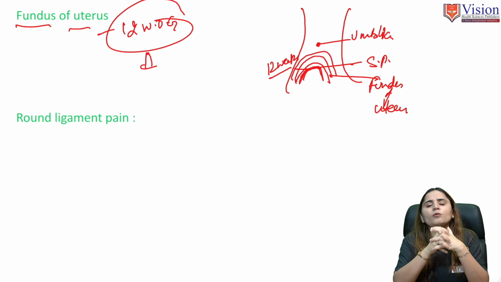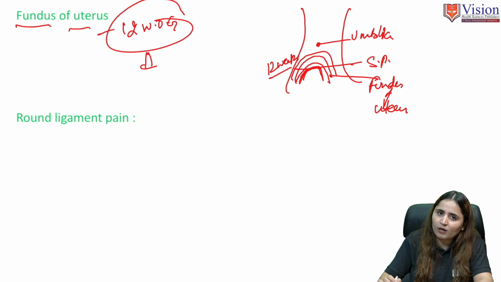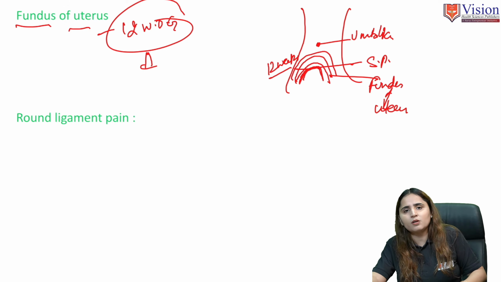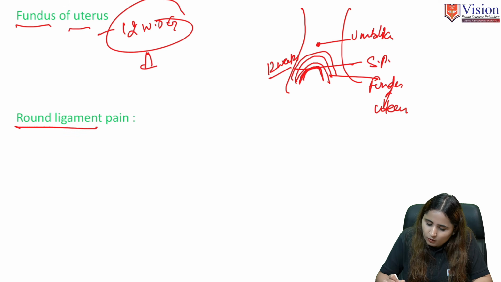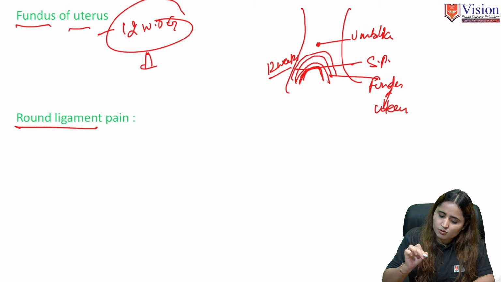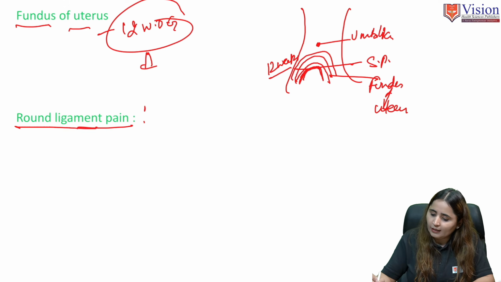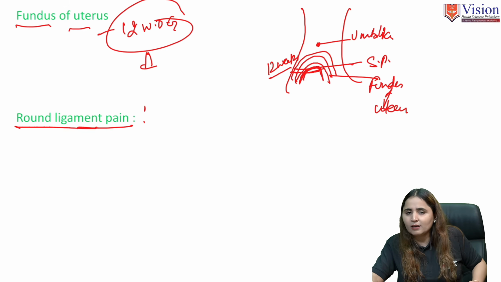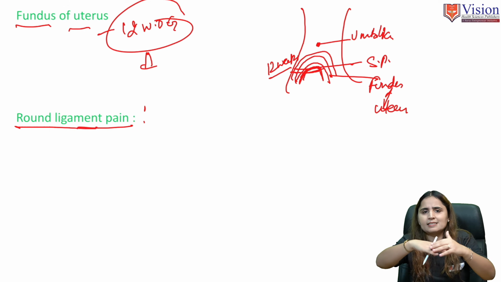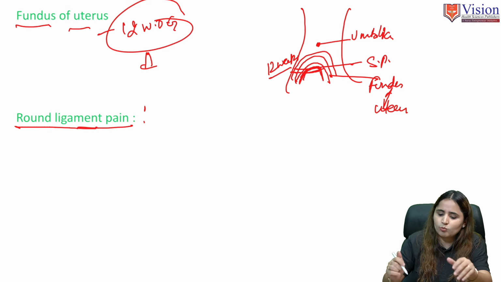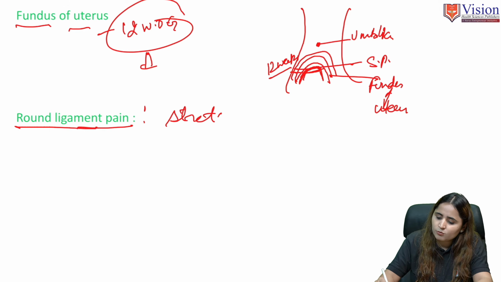The question comes here: when does the uterus become an abdominal organ? It is at 12 weeks of gestation, when the fundus of the uterus is going to enter into the abdomen. Another clinical implication related to this is round ligament pain. As I have told you, at 12 weeks the fundus of the uterus reaches the symphysis pubis and eventually slowly it will increase in size. This will lead to the stretching of the round ligament.